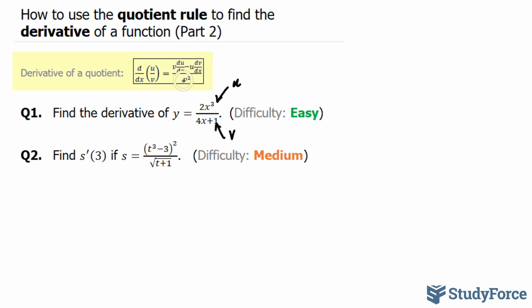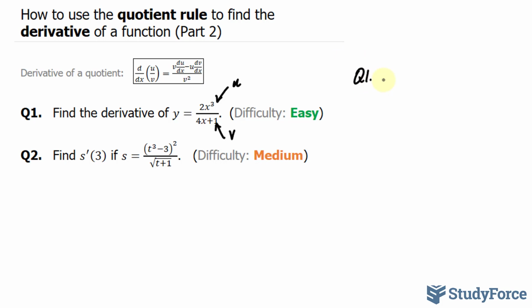According to the formula, we need to square the denominator. And for the top part, we need to apply something that looks like the product rule, except we are subtracting the two products. So we keep v the way it is, we find the derivative of u, then we subtract what u is originally from the derivative of v. So let's start by finding the derivative of u and v first.